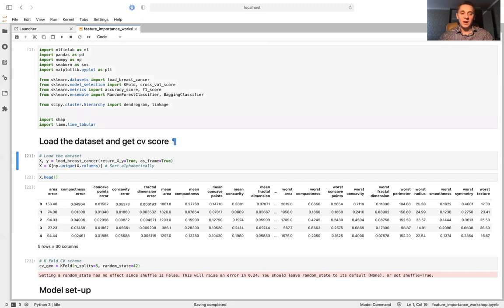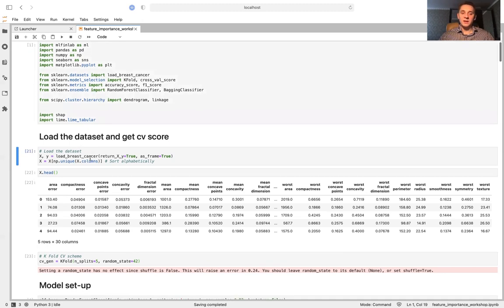On the first step, we will load the breast cancer dataset and execute this row, which is quite important. We will sort our features in alphabetical order by applying np.unique of X columns, because the np.unique function not only deletes duplicates, but also sorts the output in alphabetical order. Why is it important?